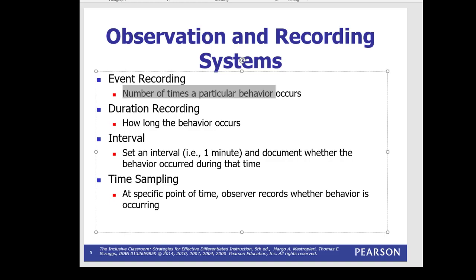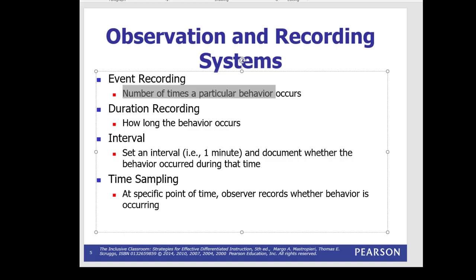Duration recording is how long the behavior lasts. So you could use a watch, you could use your phone. If it starts, you could just start the timer, or you can count. If it's 35 seconds, 43 seconds, put the start time and the stop time. So like 10:03 and 38 seconds, and it goes until 10:04 and 12 seconds. That's going to be good information that we can use later.